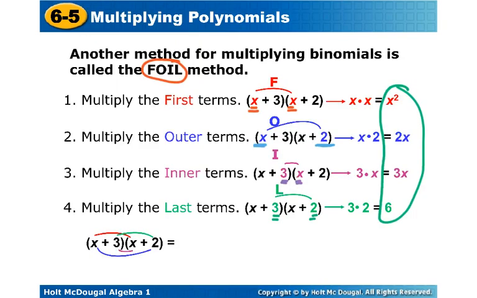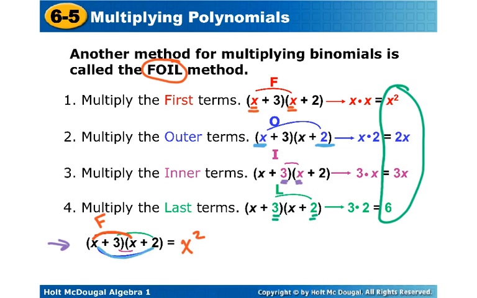So if we do this together right now. Okay, so let's look at showing FOIL when you're given the 2 binomials. So you go x times x because that's the first terms. That gives you x squared. Now you do your outer, so that's the outside terms.